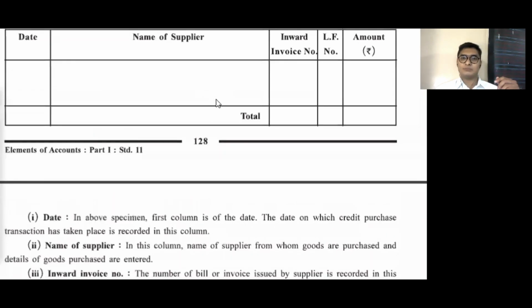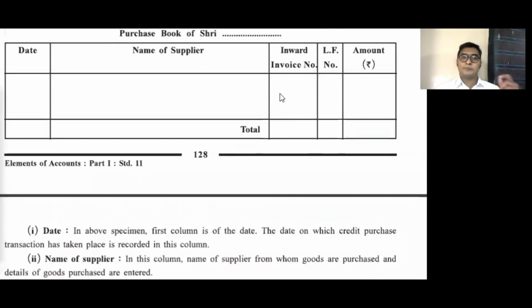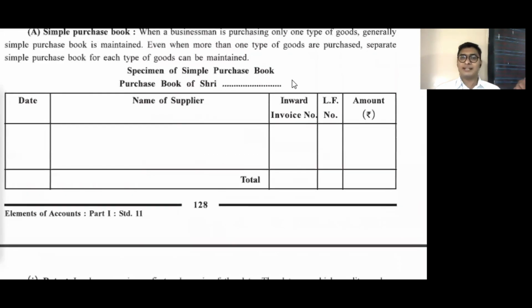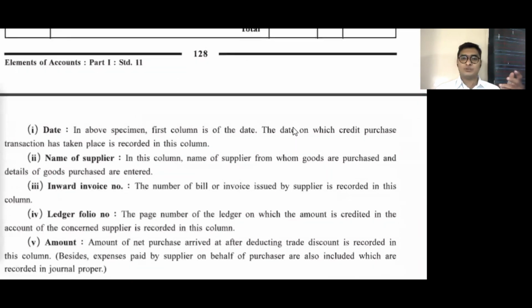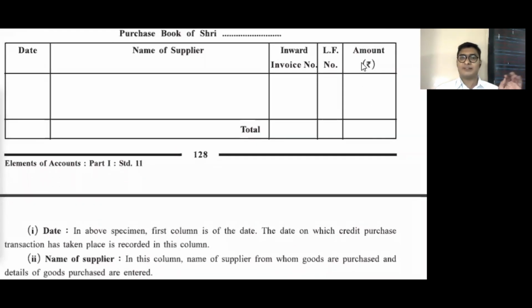Third one is invoice number. If we purchase the goods, in every bill there is a specific invoice number. If invoice number is given, we write it over here, but if invoice number is not given, we need not write the invoice number. Next one, LF, ledger folio number. You all know very well ledger folio number, already discussed earlier. We have to keep it blank. And last one is amount.